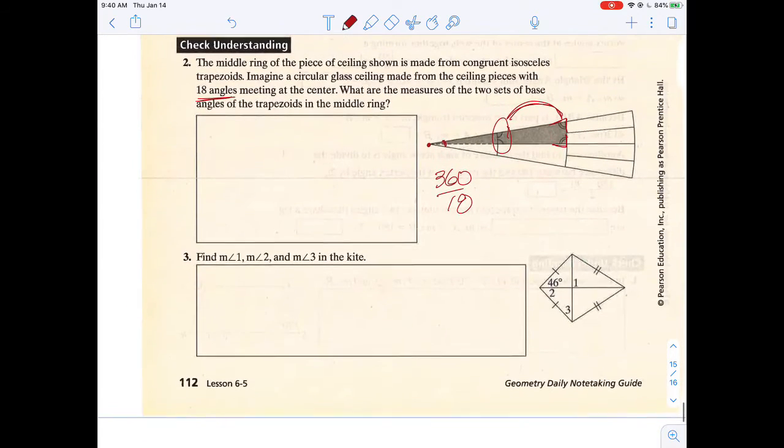All right, number 2. So we had to take 360 divided by 18. Just gonna move this over here. And we got 20. So the vertex angle is 20.